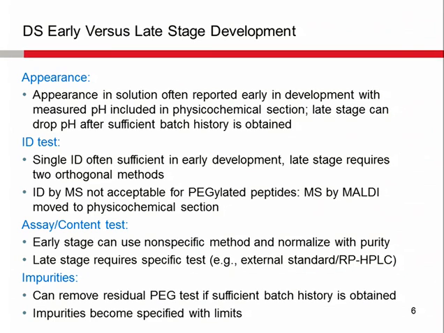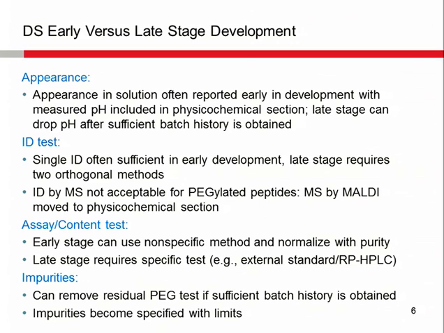What I talked about earlier is the assay content. So again, you can use a non-specific normalized by purity. Eventually, you will need a representative reference material that you're using by HPLC area counts, normalizing against a weight standard. And that'll be the gold standard.